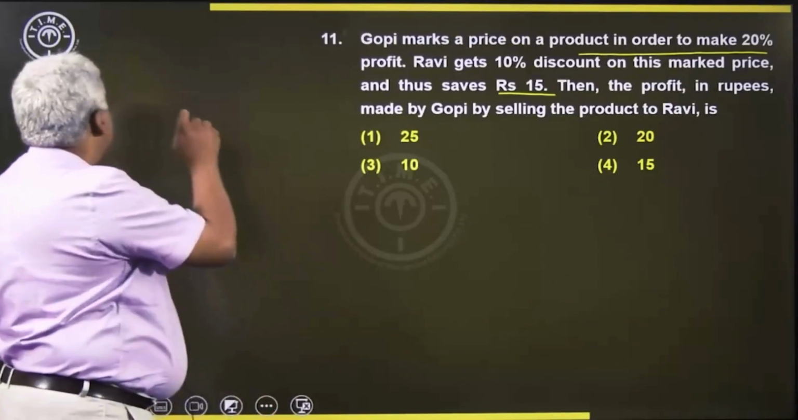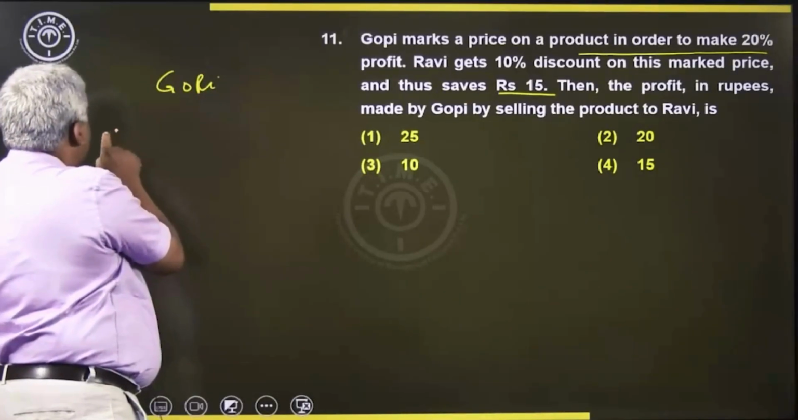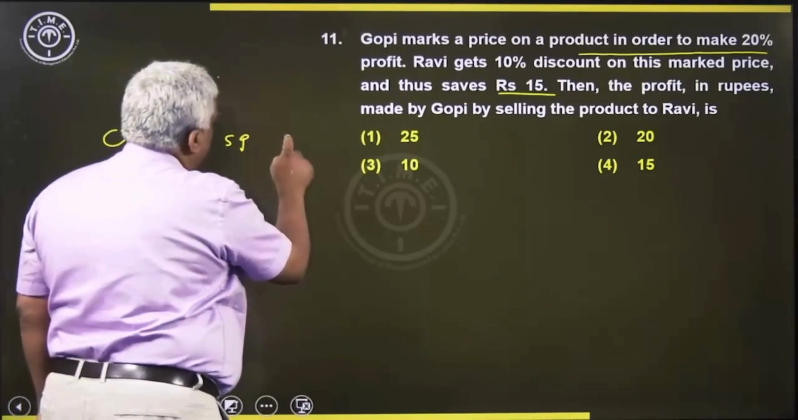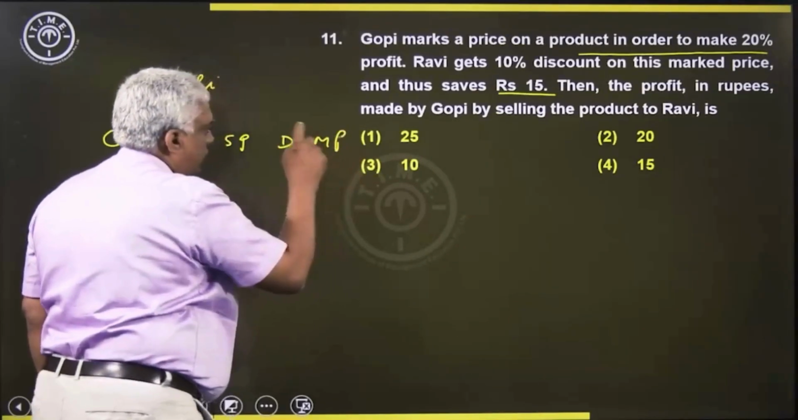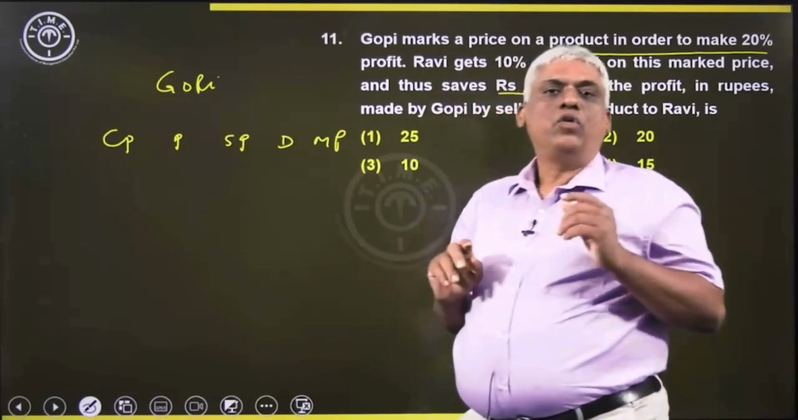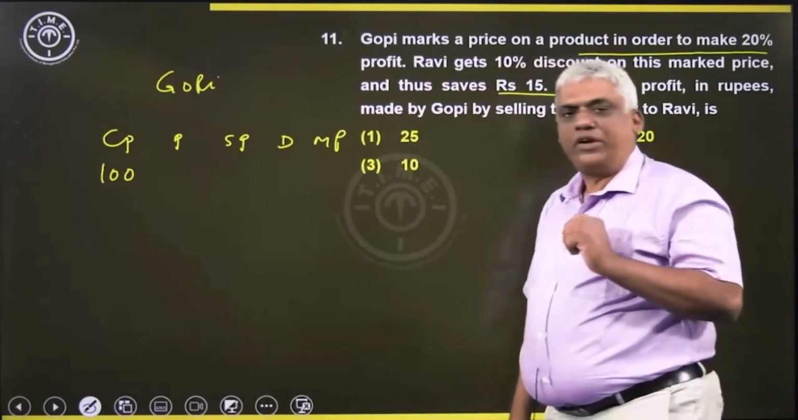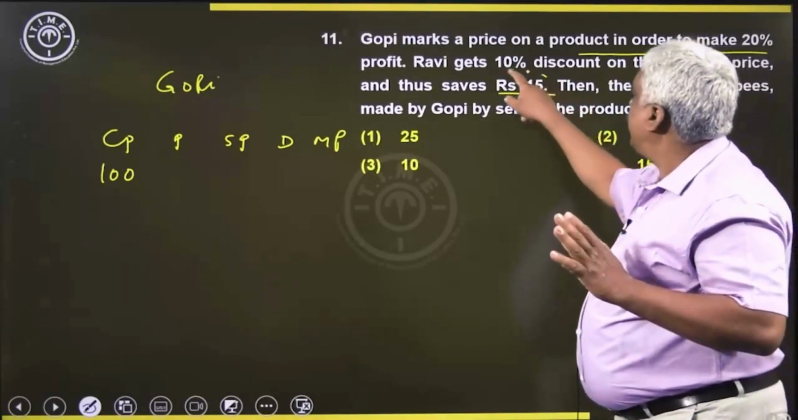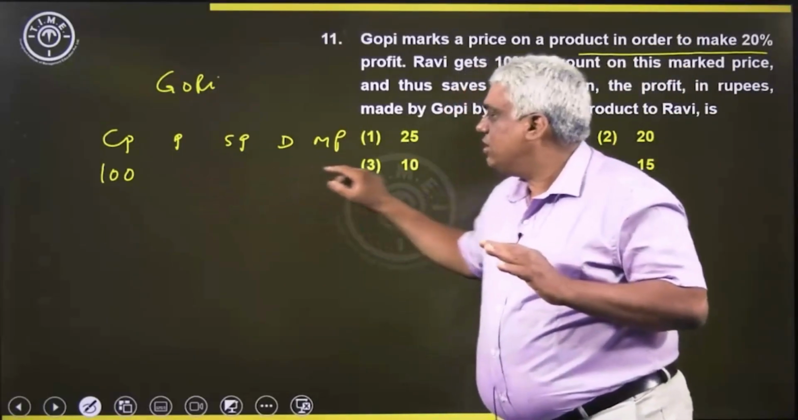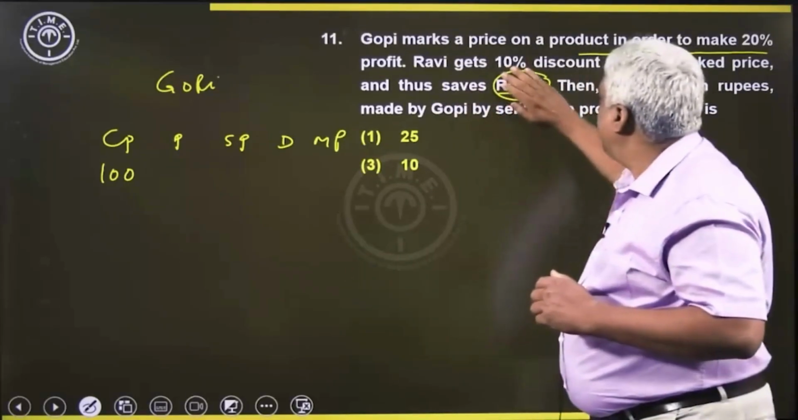Okay, so let's do one thing. Let's see from Gopi's point. So let's say this is the CP, profit, SP, discount and the marked price. Now what I'm doing is, let us assume that Gopi's cost price was 100 units. This number right now I'm not using, this is the real number. I'm using some imaginary, assumed numbers. So let's keep this 15 aside.